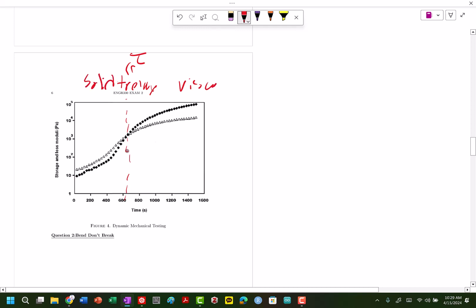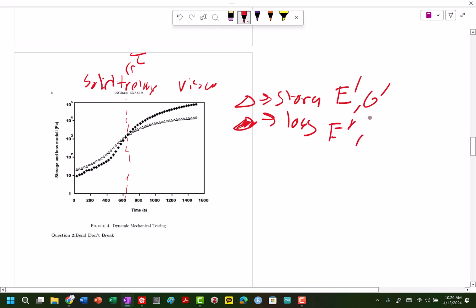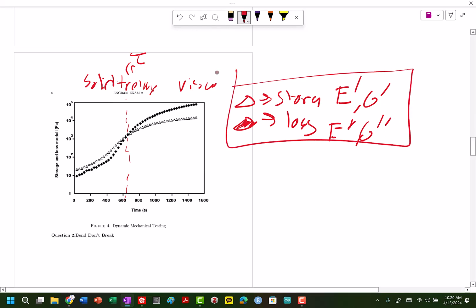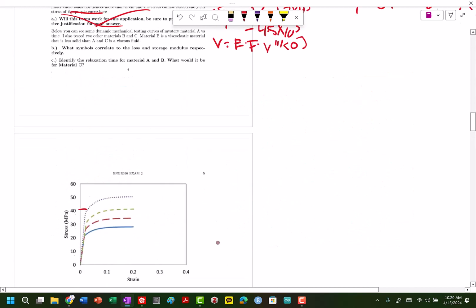Short times, I should behave like a solid. So empty is going to be storage. Filled is going to be my loss. So E prime, G prime, E double prime, G double prime, not triple prime. So there we go. Got it. So this will be the value. So we need something that is less solid.